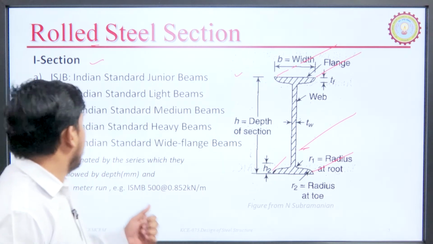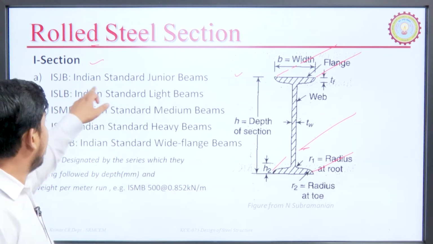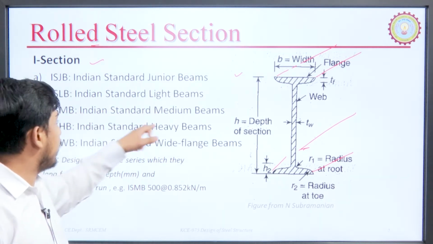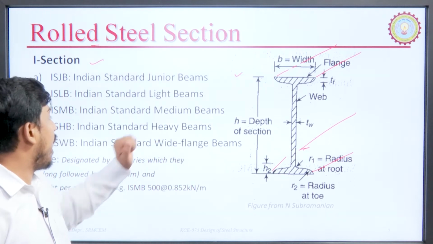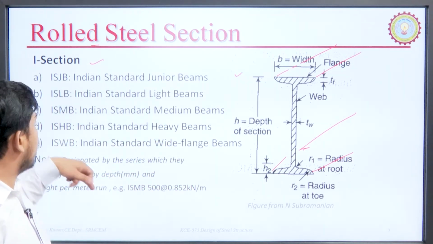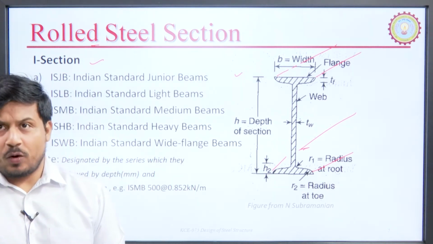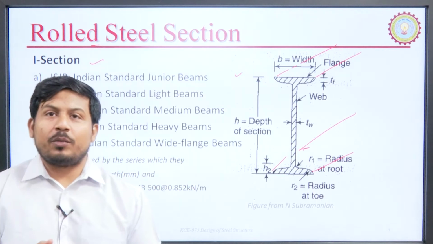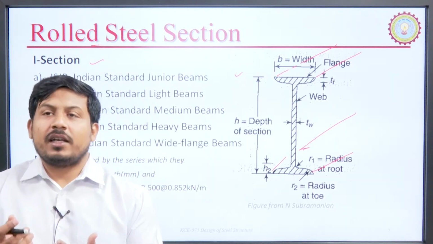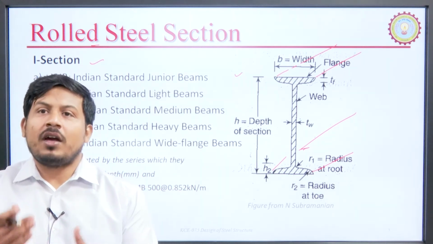It is available in various series like ISJB. ISJB stands for Indian Standard Junior Beam. Similarly, ISLB light beams, ISMB medium beams, ISHB heavy beams, ISWB wide flange beams. What are these, LB, MB, HB? These are indicators of the weight. Light beam means it will be of lighter weight. Medium beam means its weight would be in the medium range, and heavy would have a higher weight.